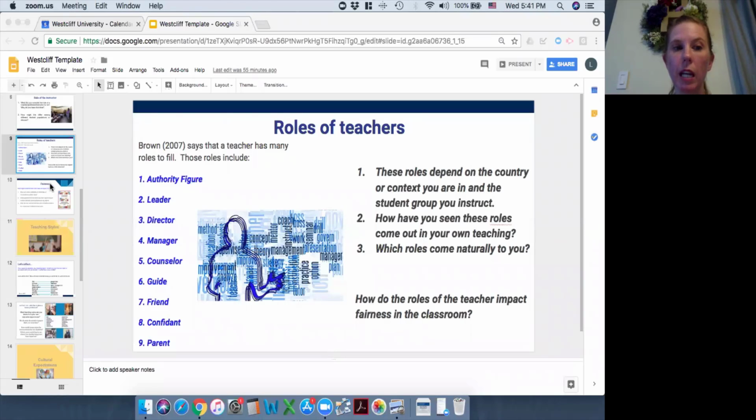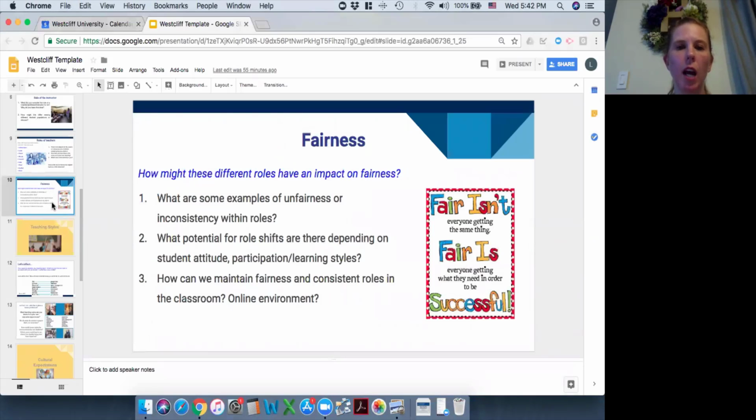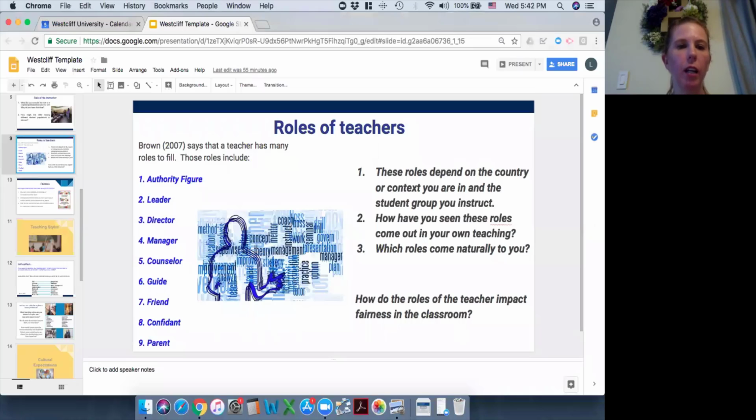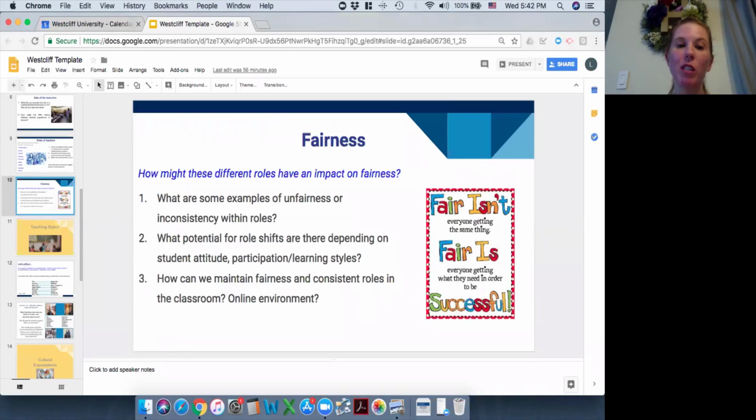So I just want to move to this next slide because it continues with that idea of fairness. And we've talked about some examples of that unfairness. It comes down to also that inconsistency within the personality. So if you look up here, like the example we gave, one minute you're super friendly and then the next minute you turn authoritarian. It might be hard to navigate, or to know how students might perceive that. And it might make some students uncomfortable with never knowing how the professor might be, what role they might have. There might be a potential for a role shift depending on student attitude, participation, or learning styles.